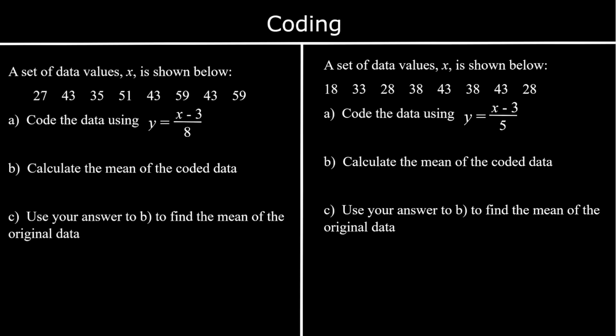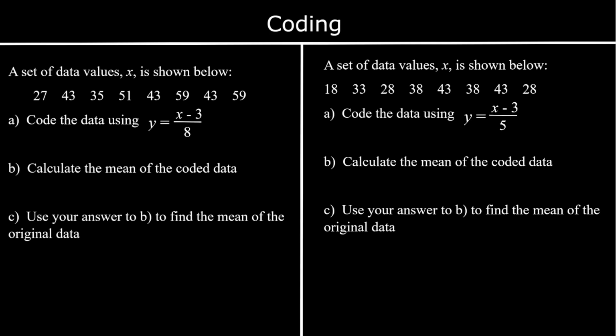In this video, we are looking at coding, which is a way of simplifying calculations by changing them using a code. In this first question, we've got a set of data values x, and we're going to code the data using y equals (x minus 3) over 8. So to find our set of y values, we're going to take away 3 and then divide by 8.